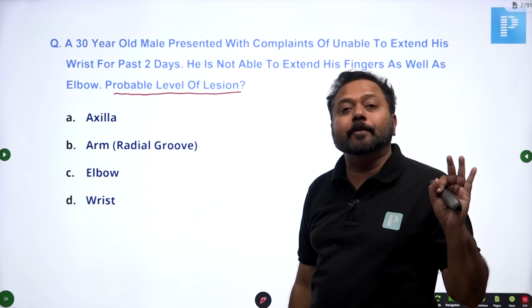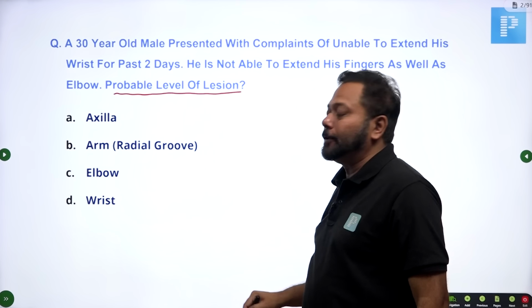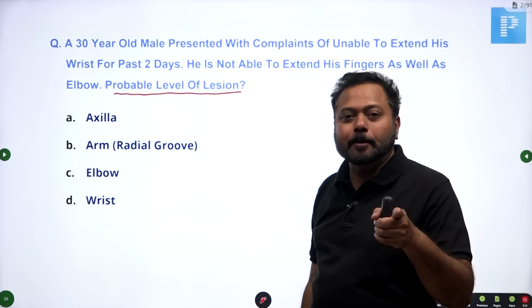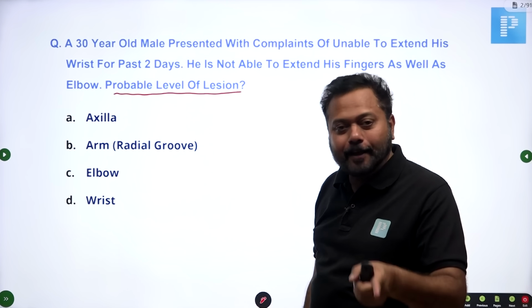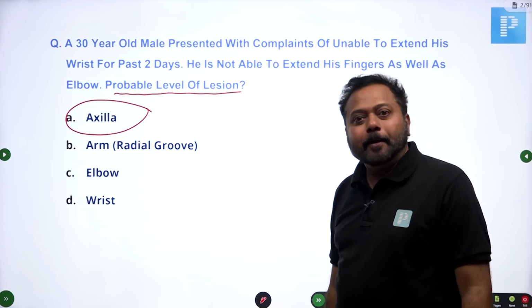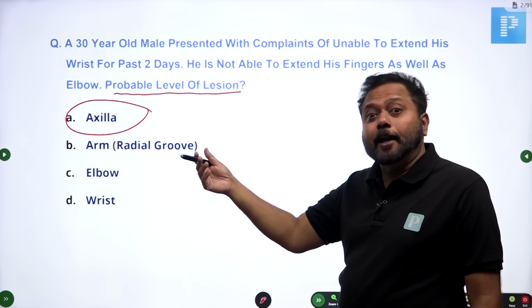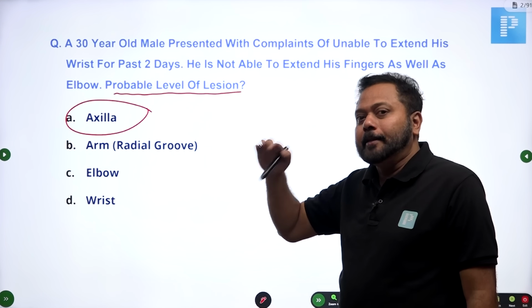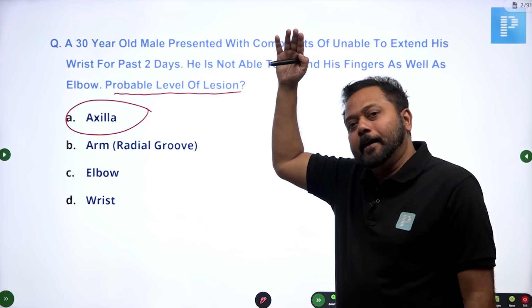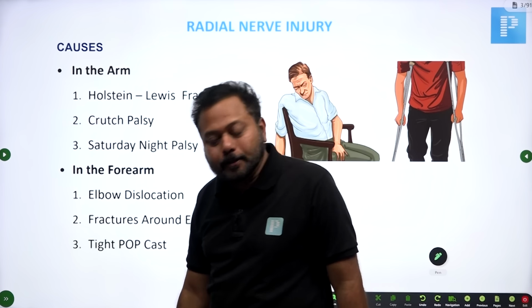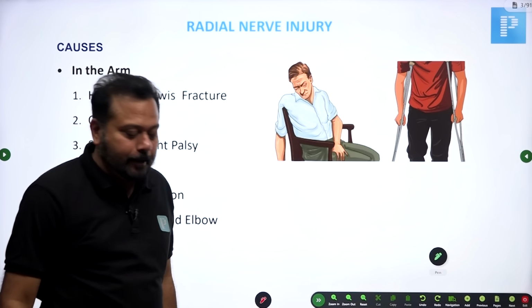Obviously, this is a case of wrist drop. Where is the lesion? By this time you would have guessed the answer. The right answer is axilla, because he is not able to extend the elbow. Triceps is gone. When triceps is gone, the level of lesion is axilla. Now you see what are the causes for radial nerve palsy.